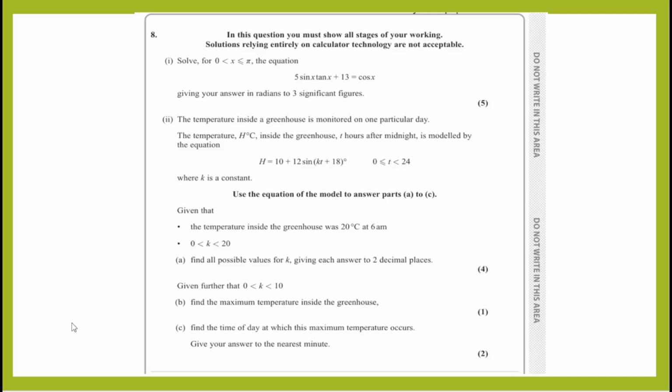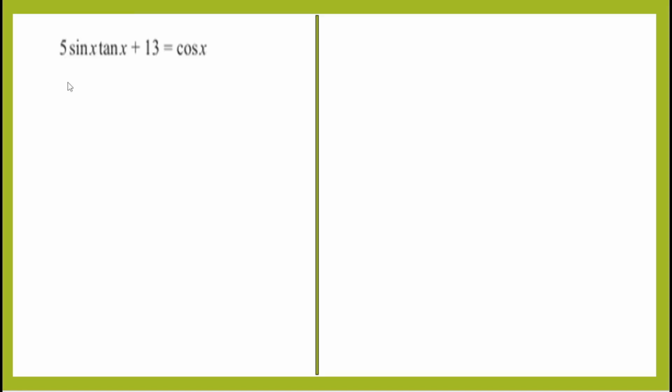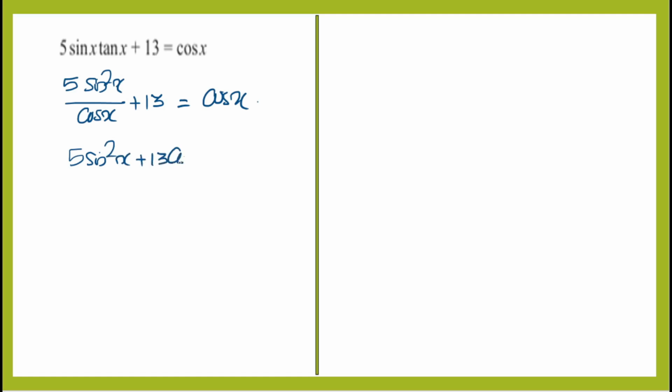For the first part, we need to solve the trigonometric equation 5 sin x tan x plus 13 equals cos x. Now for solving, rewrite tan x as sin x by cos x. Therefore, the whole equation becomes 5 sin square x by cos x plus 13 equals cos x. Now 5 sin square x plus 13 cos x by cos x equals cos x.